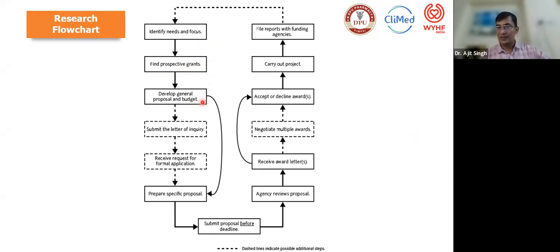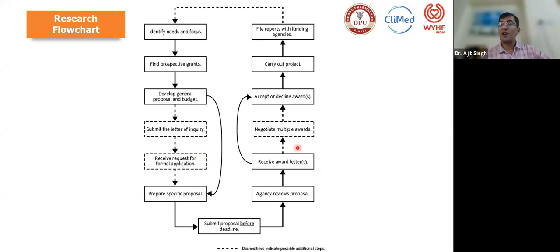Then develop the general proposal and budget. Submit the letter of inquiry. Inquiry means the short proposal. Receive the request for the formal application. Then submit that specific proposal. Then submit the proposal to the agency. Then the agency will review your proposal, and based on that, they will approve or reject.